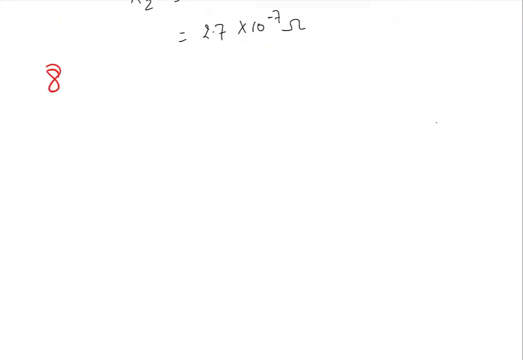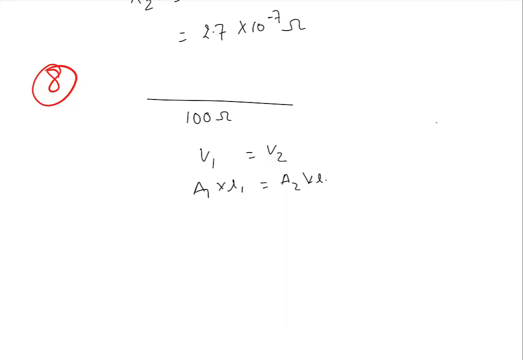Question number 8 says a uniform wire of resistance 100 ohms is melted and recasted into a wire of length double that of the original. What would be the resistance of the wire? Alright, it's a pretty simple question. Initial volume equals final volume, and volume equals area into length, so A2 into L2. Now if L2 is twice L1, then it simply says that A2 must be A1 over 2.